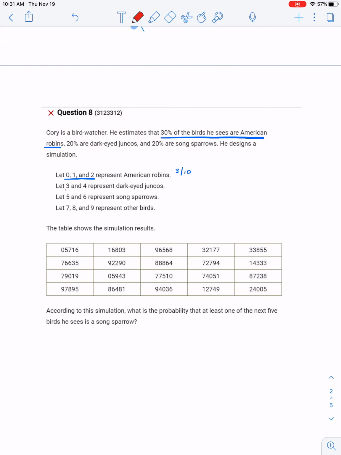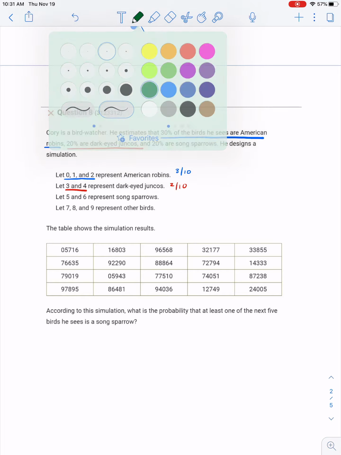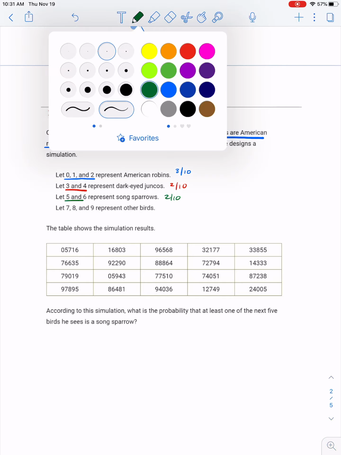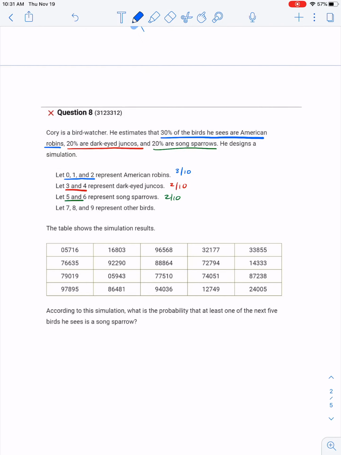Then we have 3 and 4 represent dark-eyed juncos. That's 2 out of 10, or 20%. Then we have 5 and 6, that's also 2 out of 10, represent 20% of song sparrows. Then the rest of the digits, so 7, 8, and 9, are just other birds. So 3 out of 10 digits are other birds, okay? So 30%, 20%, 20%, 30%. That would all add up to 100%. Okay, so then you see the simulation.